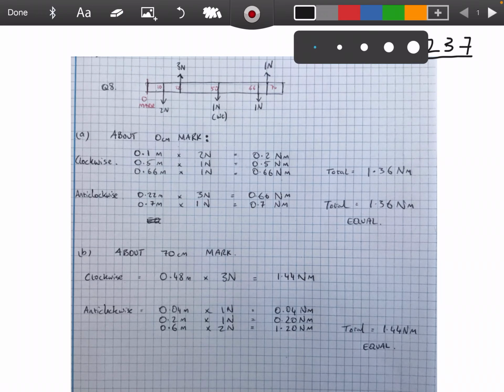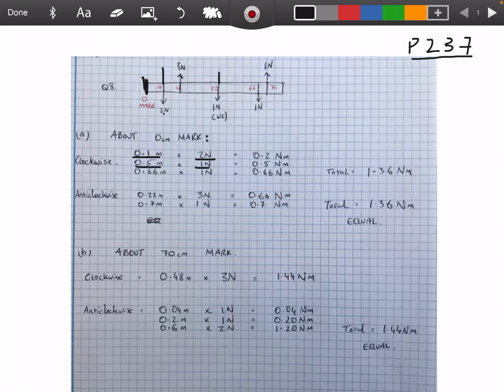So about the 0 mark, the clockwise ones are this one, number 1. It is 10 centimeters away from the 0 mark, or 0.1 meters, and there's a weight of 2 newtons. The second one is 50 centimeters away from the 0 mark, or 0.5 meters, and it is a 1 newton weight. And the third one is 66 centimeters away, or 0.66 meters, and it's 1 newton weight.